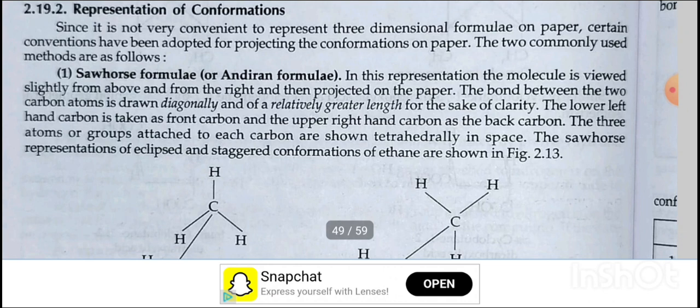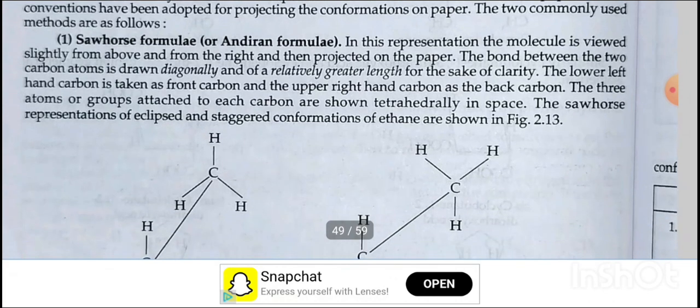Since it is not convenient to represent a 3D formula on paper, certain conventions have been adopted for projecting the conformation on paper. The two commonly used methods are as follows: Sawhorse formula or Andrean formula. In this representation, the molecule is viewed slightly from above and from the right and then projected on the paper. The bond between the two carbon atoms is drawn diagonally and with relatively greater length for the sake of clarity.